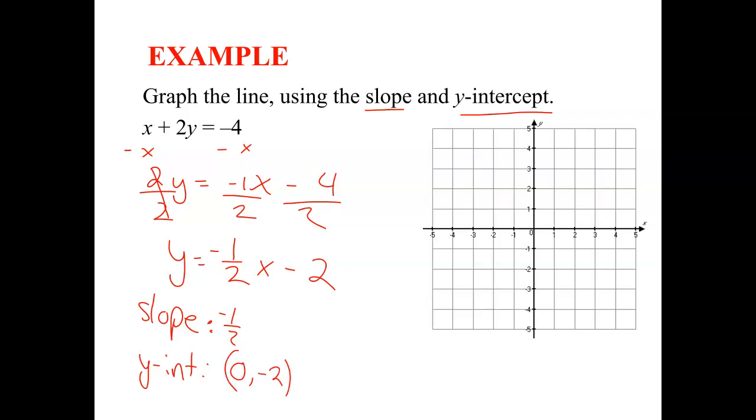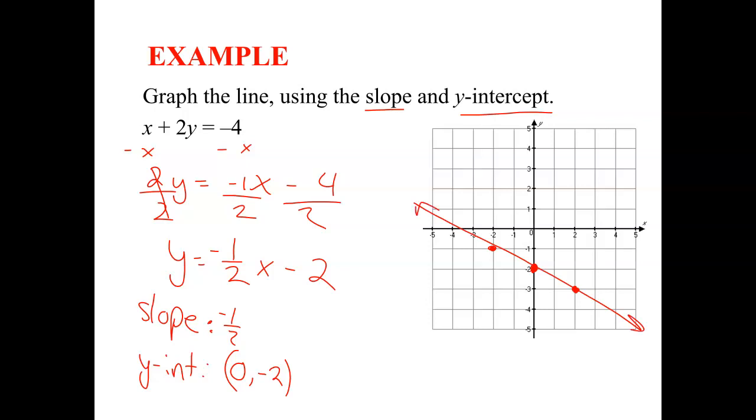All right? So, I'm going to start where? (0, negative 2). Right there on my y-axis. Boom, boom, boom. And a slope of negative 1/2 means I do what to get to my next point? Drop 1 and go right 2. Boom. Down 1, right 2. Okay? What if I wanted to go the other direction? What would I do? Up 1, left 2. Okay? Negative slope goes down and to the right.